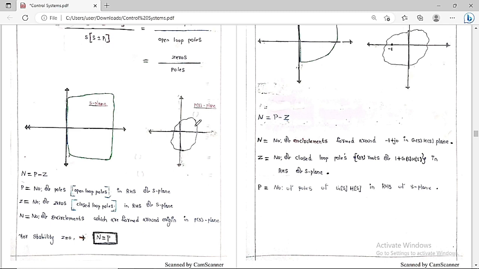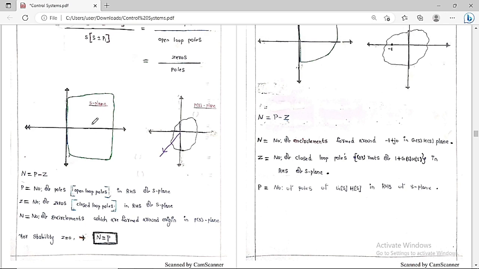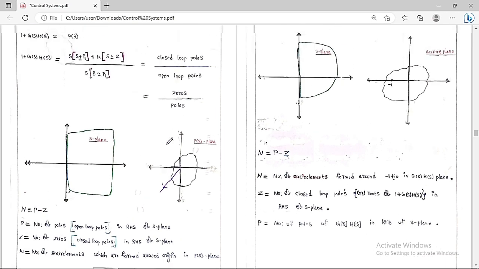The number of encirclements which are formed around the origin in the P of S plane should always be equal to the number of open loop poles which are present in the right half of the S plane. Then only we can say the system is stable. So for the system to be stable, the closed loop poles lying in the right half of the S plane should be equal to 0. These things you always have to keep in your mind.